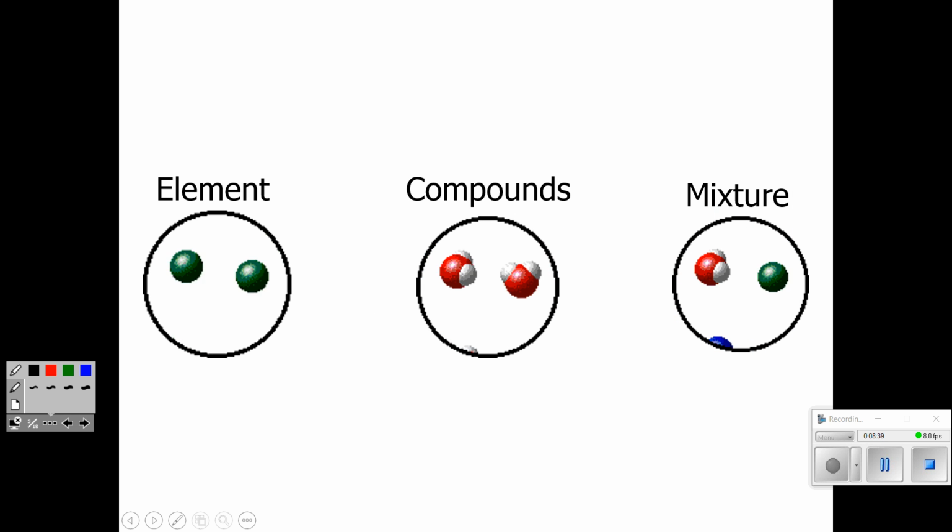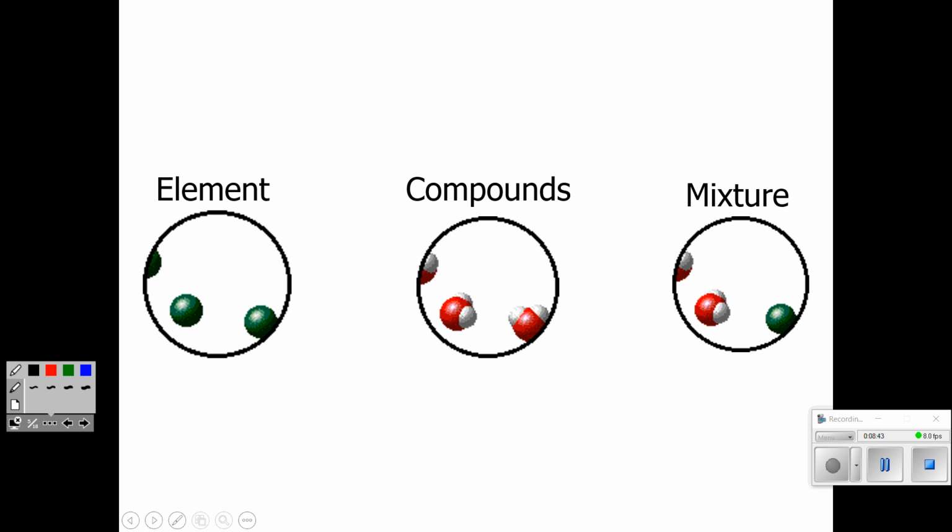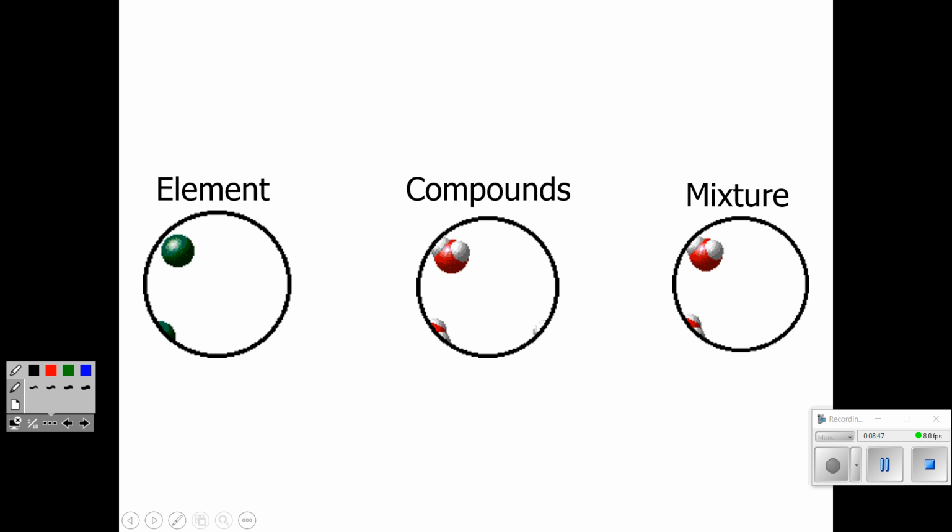All right, so when you're looking here, you can see that on the left, you've got elements. And if you look at what's going on here, there's nothing else inside of this. And that's why you can see the elements are the purest form of matter. Elements are made up of all atoms that are exactly alike. So there's nothing else in there.